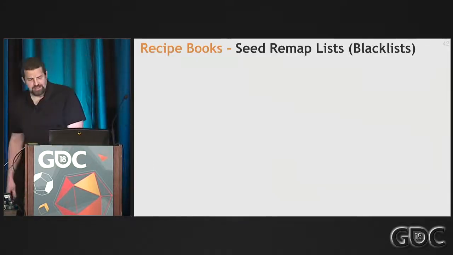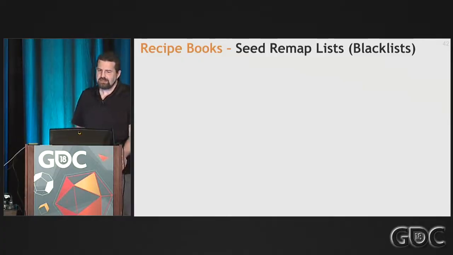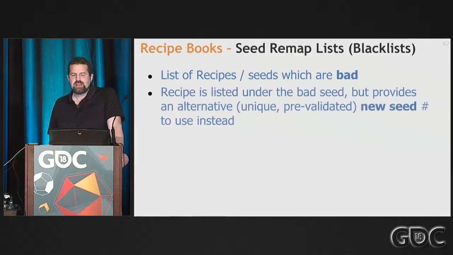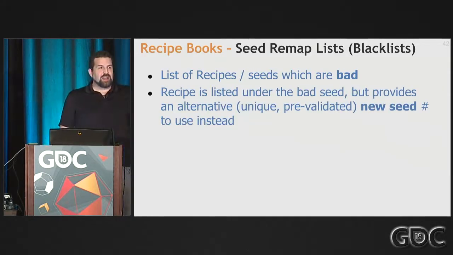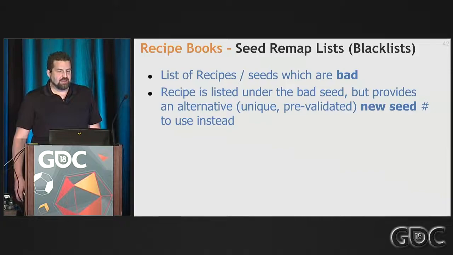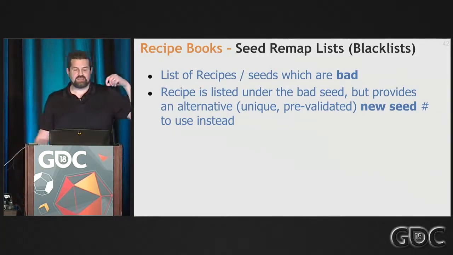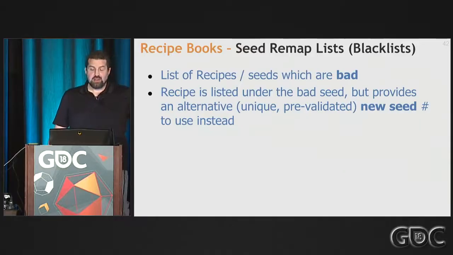A seed remap list or black list, kind of similar, but it's actually a list of seeds which are bad, or recipes really that are bad. And it's not just a blacklist, but it's a redirect list. Each recipe contains not only the bad seed, but also provides an alternative new seed to use instead, like a hash collision remap or whatever you call that.